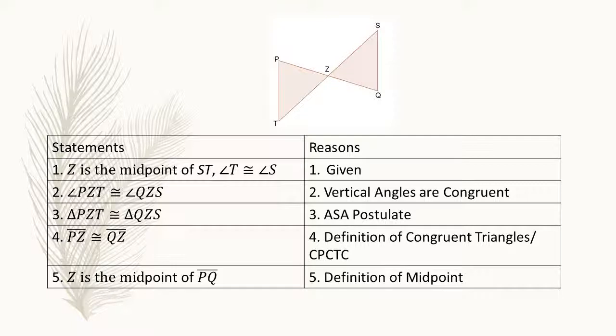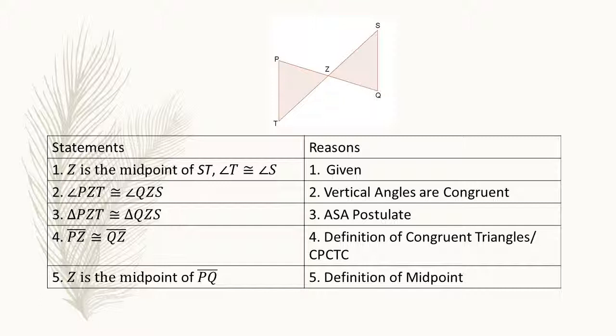First statement, we have Z is the midpoint of ST. Angle T is congruent to angle S. It is given. We have number 2, angle PZT is equal to angle QZS for the reason that vertical angles are congruent. Statement number 3, we have triangle PZT is congruent to triangle QZS. This is by angle side angle postulate.